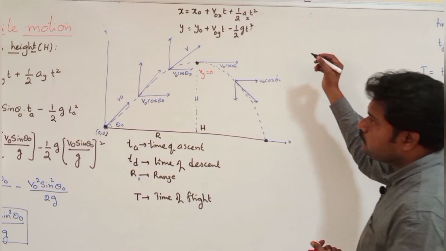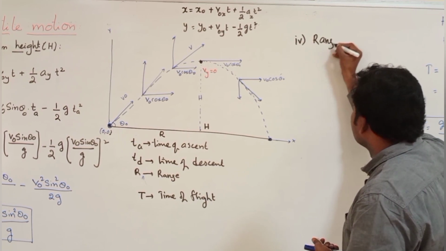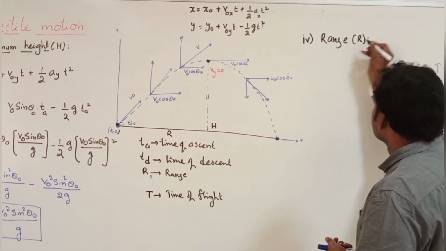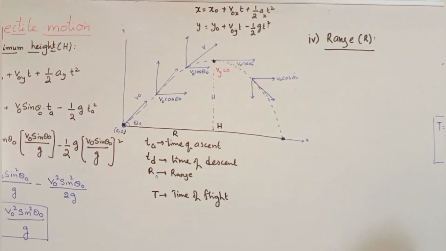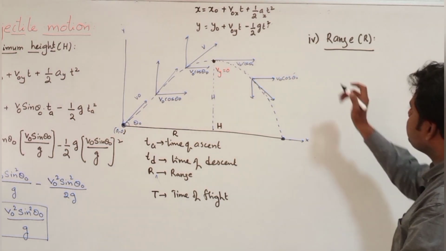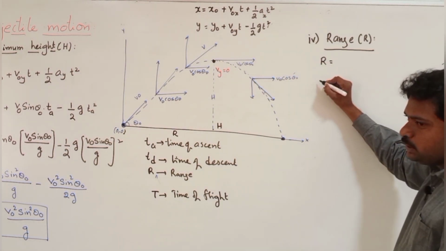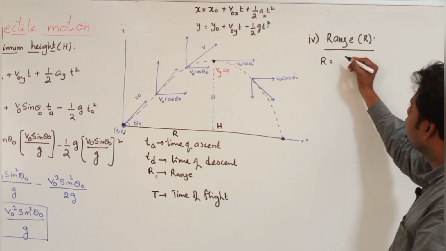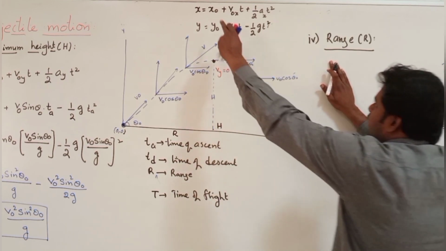Now how do we define range? Range R. This is called R, the horizontal distance covered in the total time. Horizontal distance covered in the time of flight. What is the horizontal distance? R is equal to the horizontal component of velocity into time. So simply again I am applying the equation. See this, I am applying here.